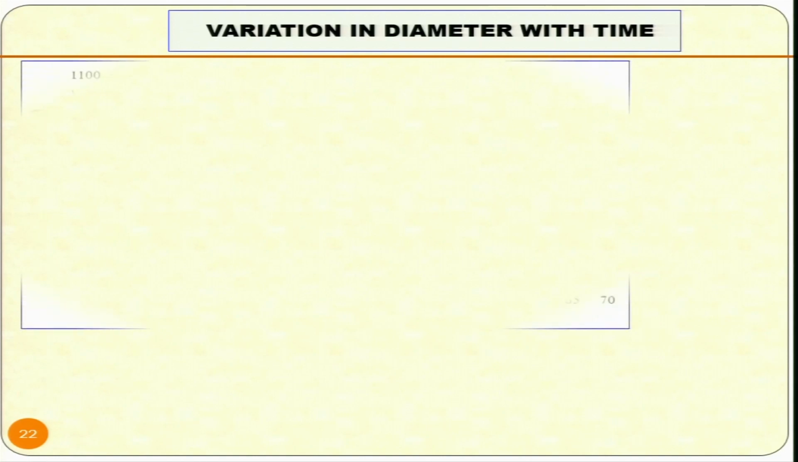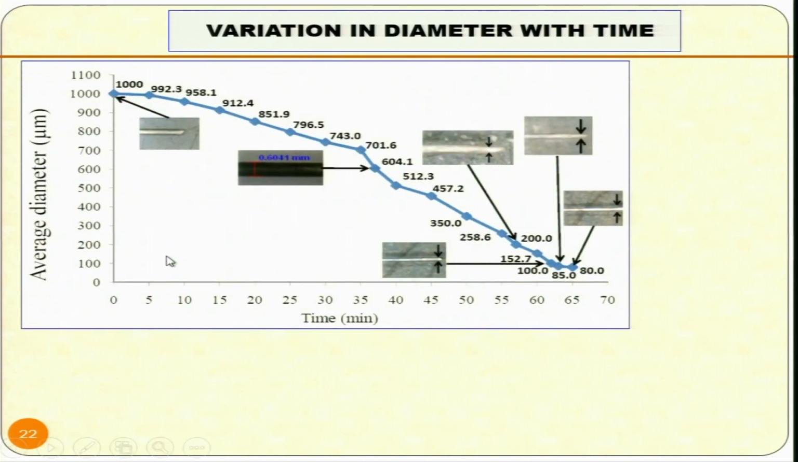Variation in diameter with time. Now you can see here how the diameter of the wire or the obtained tool was reducing with time. So this diameter was measured at different times after certain number of minutes, say 5 minutes, 10 minutes, 15 minutes, and you can see from 1000 micrometer it came down to 80 micrometer over here after about 65 minutes. This time will depend upon what machining conditions you choose, that is the current, electrolyte conductivity, inter-electrode gap, pulse frequency, etc.